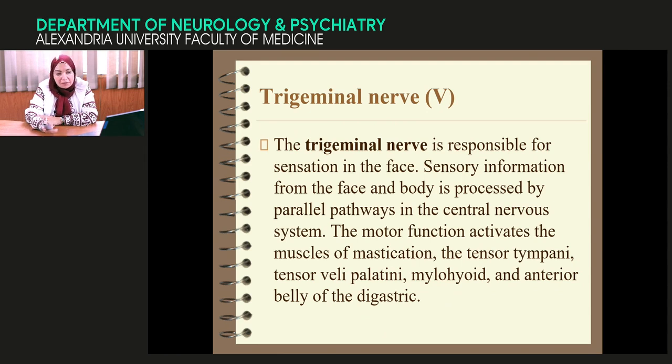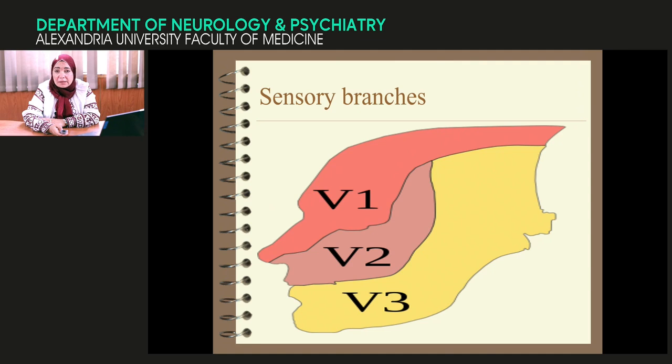We will finish the third, fourth, and sixth nerves. We will speak about the trigeminal nerve. The trigeminal nerve is responsible for sensory and motor function, and also supplies reflexes. Regarding the sensory function, it supplies pain, touch, and temperature to the face.